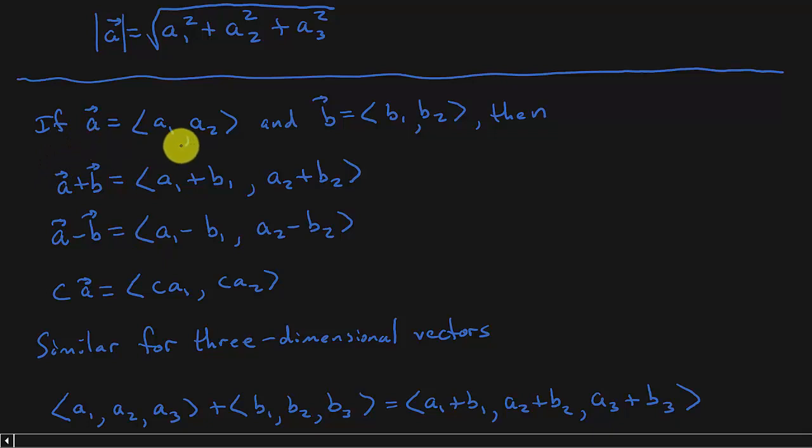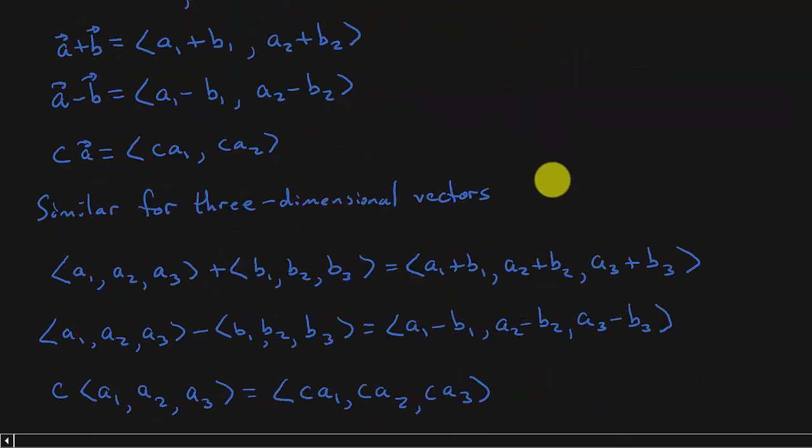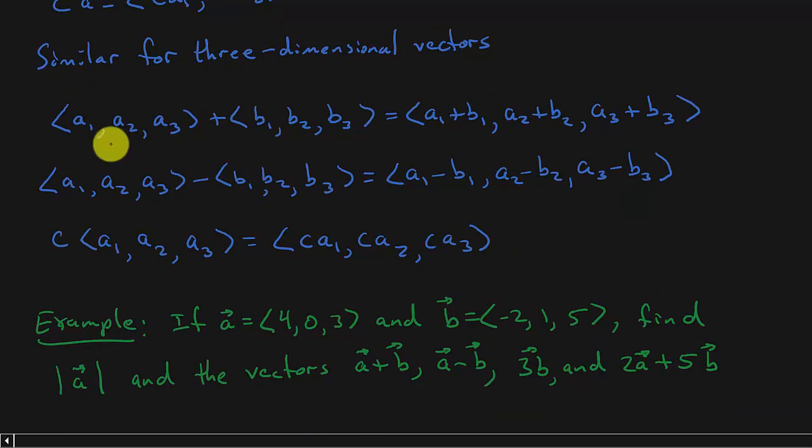So if vector A is <a1, a2> and vector B is <b1, b2>, then A plus B is just <a1 plus b1, a2 plus b2>. Same thing for subtraction: a1 minus b1, a2 minus b2. And to multiply by a scalar, you just multiply the scalar to each component. It's similar for three-dimensional vectors. If we're adding these two vectors, you just do a1 plus b1, a2 plus b2, a3 plus b3. Same thing for subtraction, and same thing for a scalar.